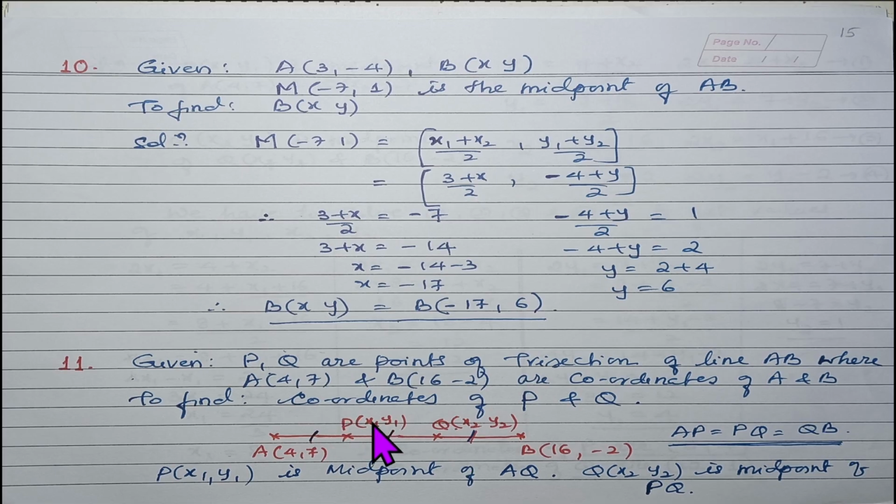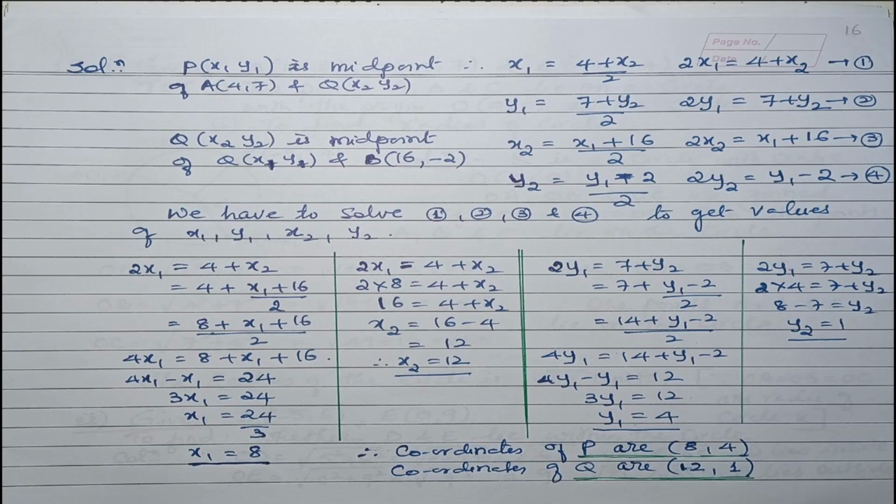Now to find these coordinates, there are 4 unknowns here, x1, y1, x2, y2, and to find 4 unknowns we have to get 4 equations. For that what I will do is apply the midpoint formula for P taking AQ as the line segment, and for Q taking the line segment as PB. So let us see how to do it.